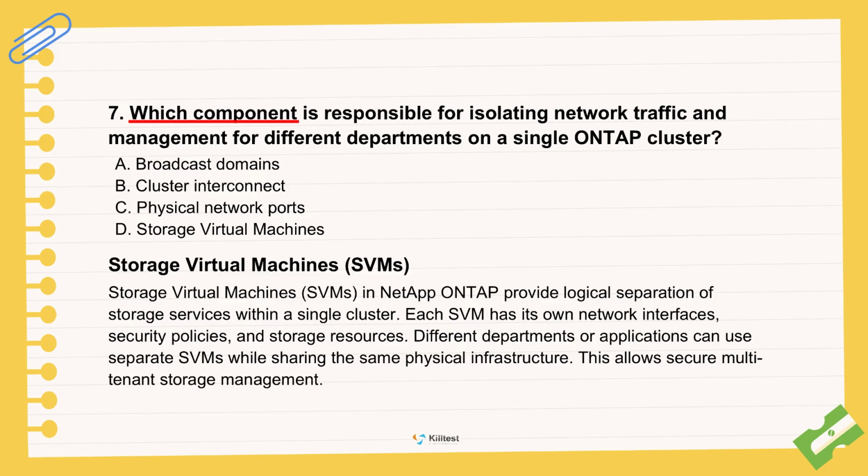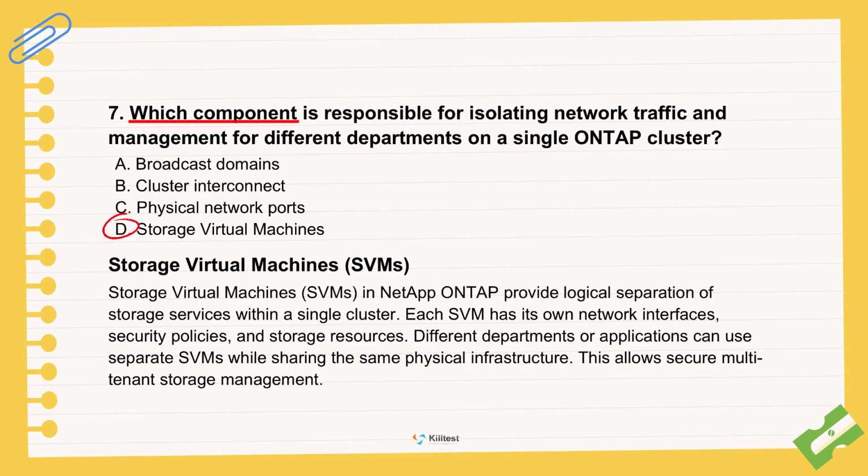And relying on physical network ports is just inefficient hardware segregation. You can easily have multiple departments securely sharing the exact same physical Ethernet port. So what about the cluster interconnect? Oh no. The cluster interconnect is the strictly private, highly redundant back-end network that the NetApp nodes use to talk to each other. Client data and departmental traffic are never allowed to touch it. So the true solution for multi-tenancy is the storage virtual machine, or SVM. You'll often see them referred to historically as vServers.